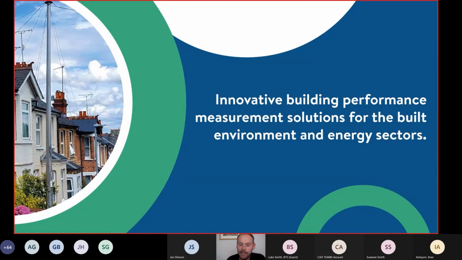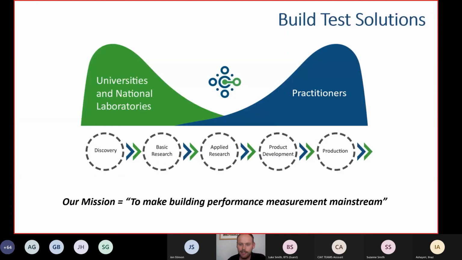What we're trying to do is make measurement mainstream. So we've got a target of measuring the performance of 5 million buildings by 2030. And to achieve that, we need a lot of people to start measuring building performance.